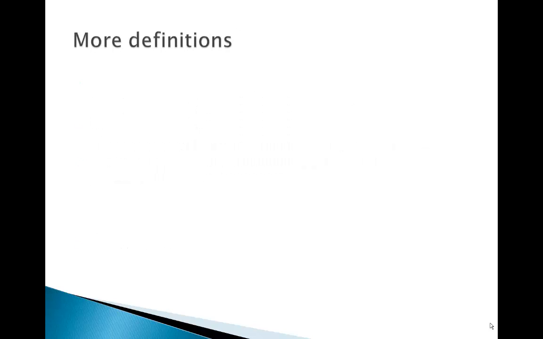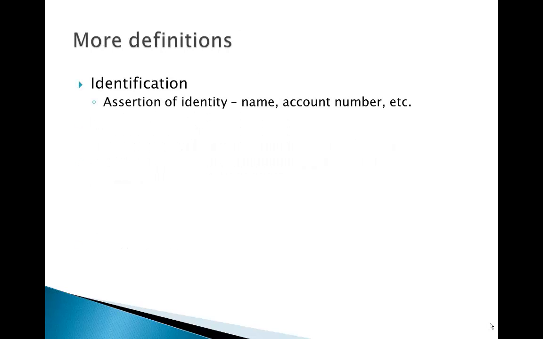A few more definitions. Identification, the assertion of identity, an individual name, an individual account number, policy number, employee ID number. This could be the assertion of identity by a computer service, by a computer machine, the IP address, the name of the machine. It can also be the assertion of a corporate or business identity or the name of a specific role within the business. For example, the corporate secretary may require identification apart from their identification as a specific individual because of the functions they provide.